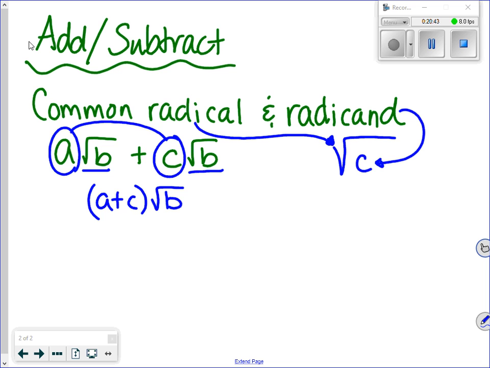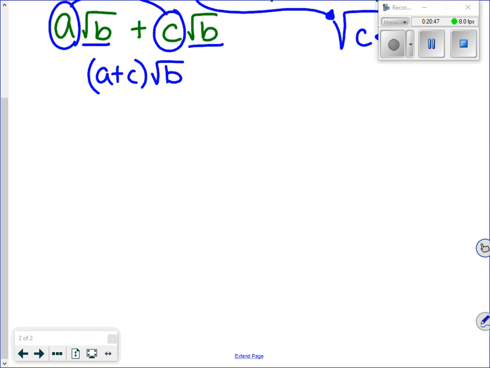That's the rule. So you're going to have to make sure, though, that you've simplified everything first. Don't just say, because they don't have a common radical, I can't add or subtract them. If they can simplify to a common radical, then simplify and see how it works out. So for example, 5 square roots of 32 minus 3 square roots of 8.